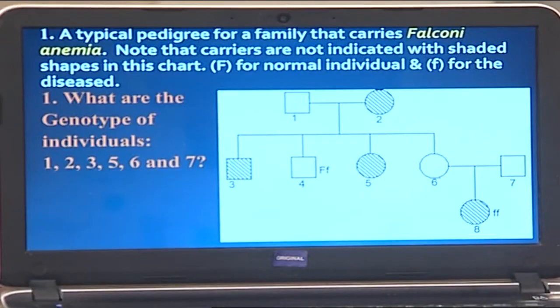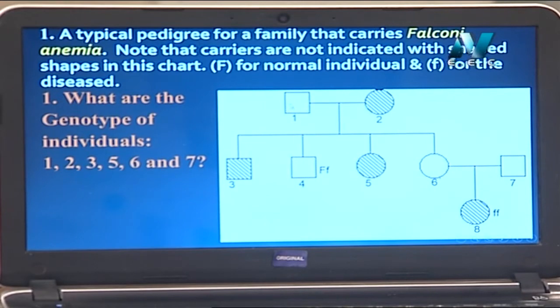A typical pedigree, this is a family pedigree. A typical pedigree for a family that carries Fanconi anemia. This is one of the types of anemia. Note that carriers are not indicated with shaded shapes in this chart, and F capital is for normal individuals and small f for the diseased ones. Have a look at the chart. We used to have the family pedigree.